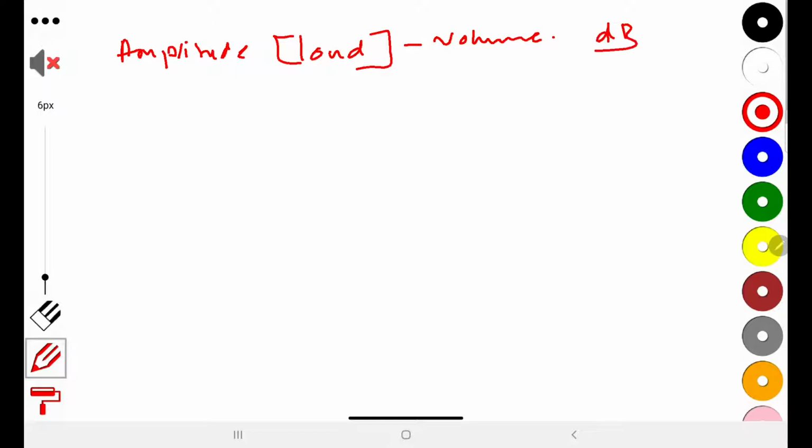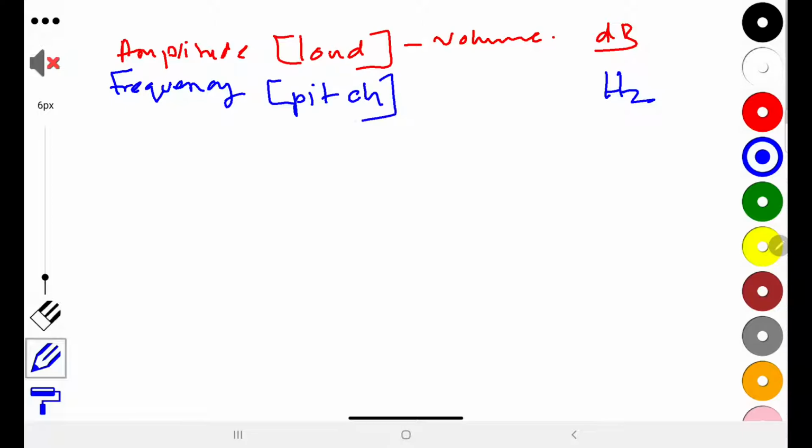And then it is also characterized by frequency. Frequency, measured in hertz, is about pitch. This is just how high the sound is, or how low the sound is.